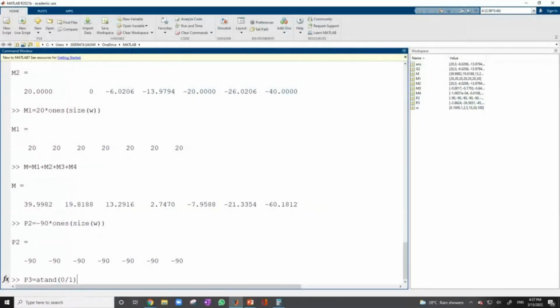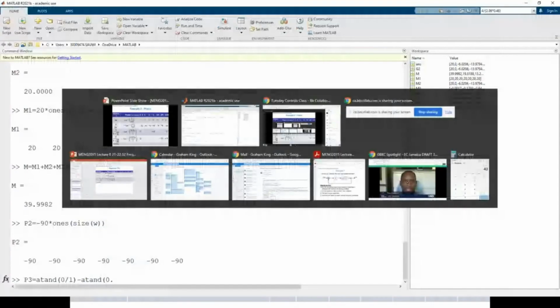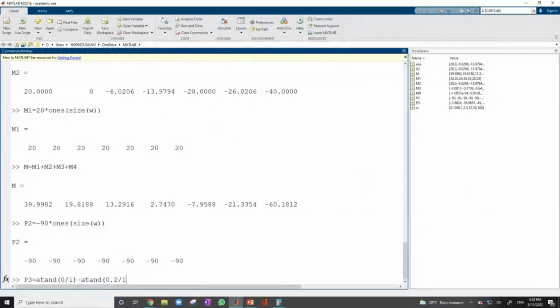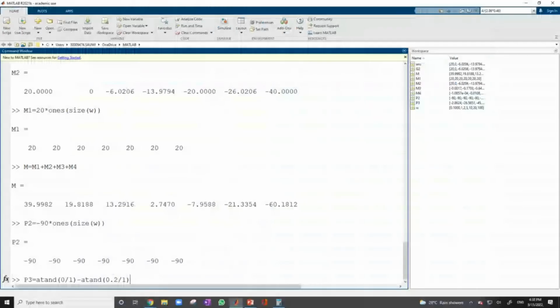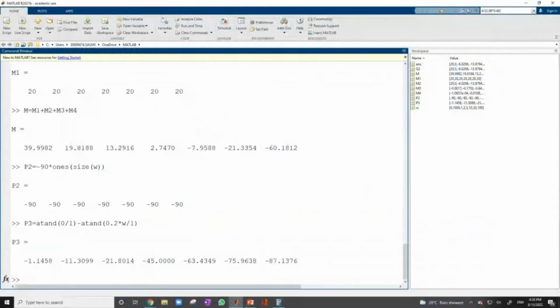Over real, imaginary over real of the numerator, minus imaginary over the real of the denominator, that's 0.2 times W over 1. Over the real is 1. Okay, see if that works. Alright, it worked. It gave us our values for P3.